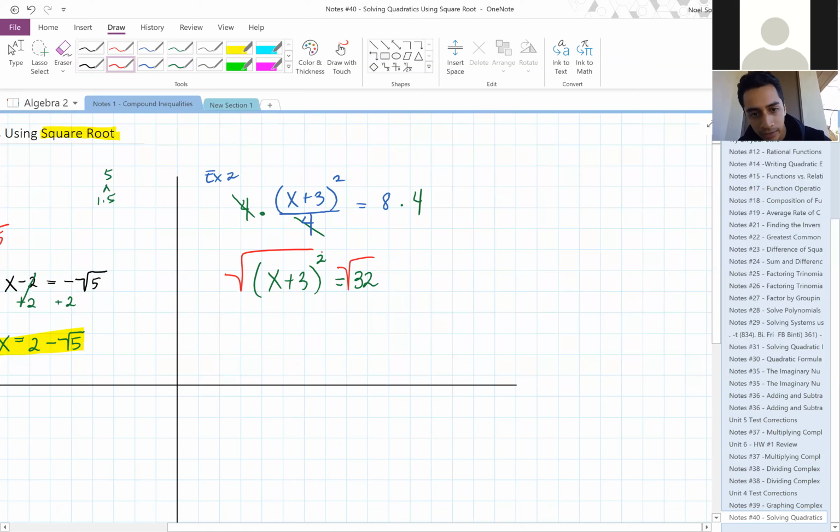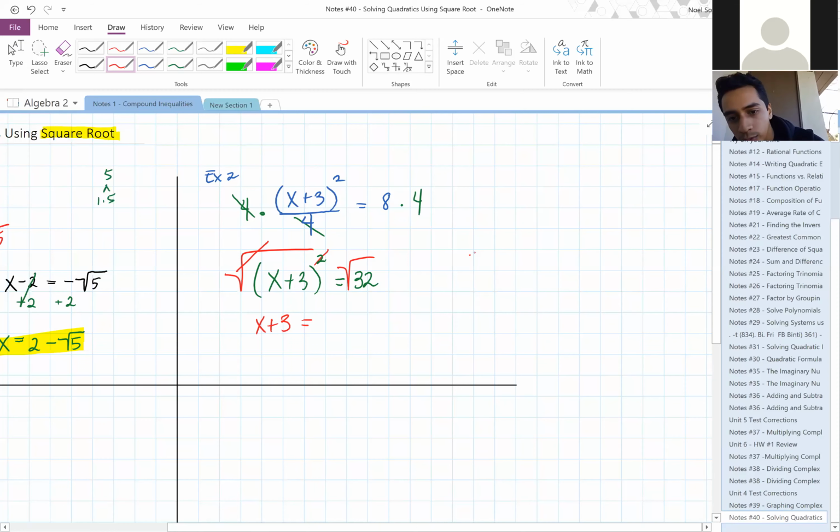All right, so what happens? Square and square root, inverse operations, they cancel each other out. You can bring down the x plus 3. Now, square root of 32, while you could bring it down, remember that you can simplify some of this.